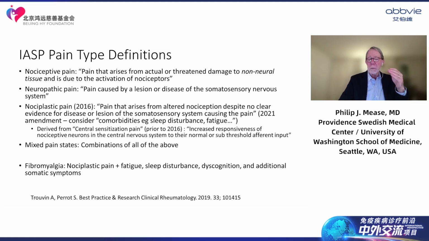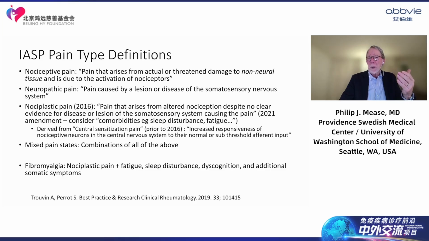Nociplastic pain, the third bullet down, is pain that arises from altered nociception despite no clear evidence for disease or lesion of the somatic system causing the pain. That's different than nociceptive pain, where the patient has clear-cut inflammation in a swollen joint, for example, or clear-cut inflammation in the sacroiliac joints causing back pain. That's nociceptive pain, and that's our traditional way of thinking about pain. But there are these two other types, nociplastic as well as neuropathic pain.